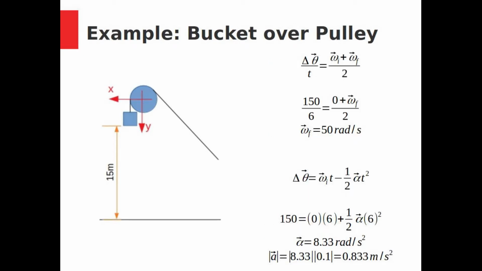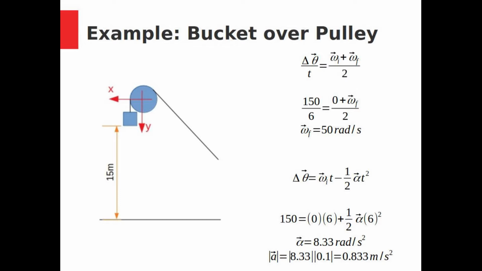We're looking for the final angular velocity, omega f. The only toolbox equation that relates the angular displacement, initial and final angular velocities, and time is the third one, which we have reproduced here. Plug everything in, and we get omega f is equal to 50 radians per second.